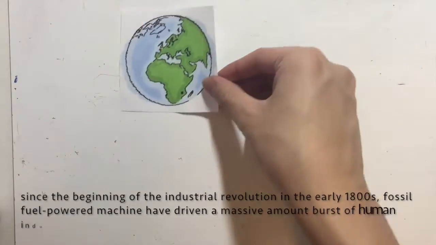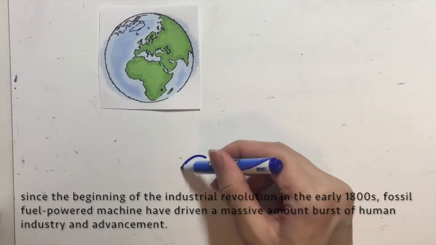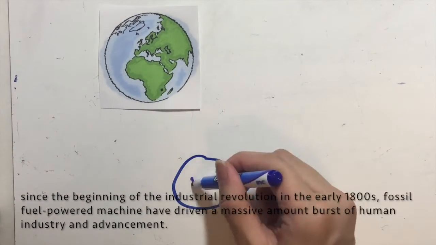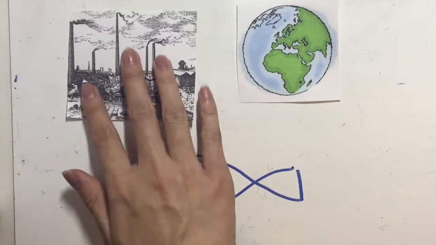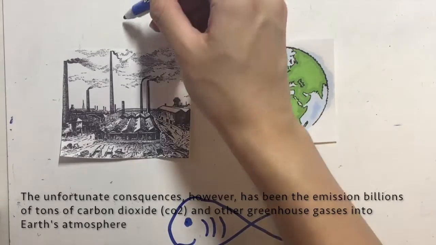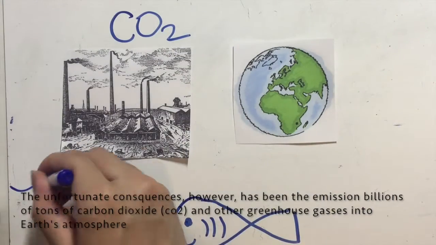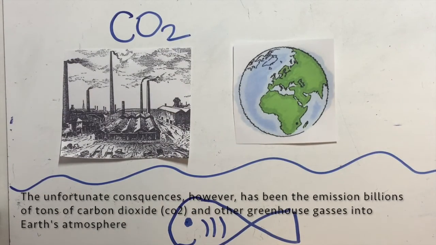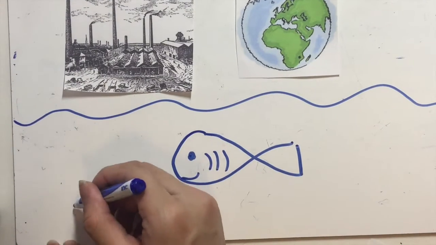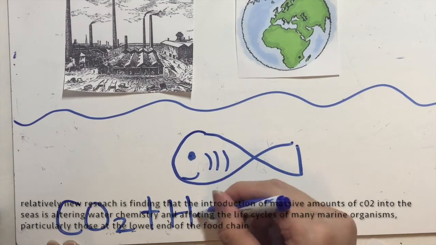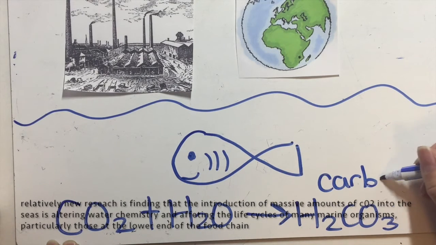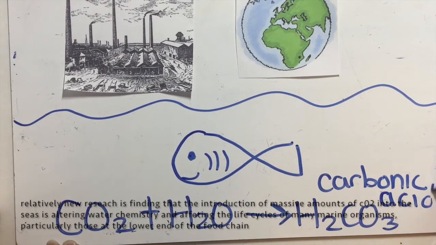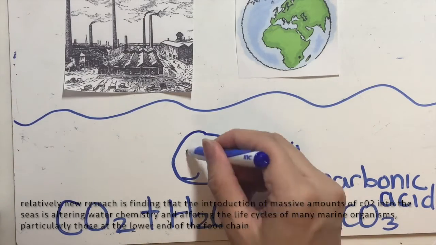Since the beginning of the Industrial Revolution in the early 1800s, fossil fuel powered machines have driven a massive burst of human industry and advancement. The unfortunate consequence, however, has been the emission of billions of tons of carbon dioxide and other greenhouse gases into Earth's atmosphere. Relatively new research is finding that the introduction of massive amounts of CO2 into the seas is altering water chemistry and affecting the life cycles of many marine organisms, particularly those at the lower end of the food chain.